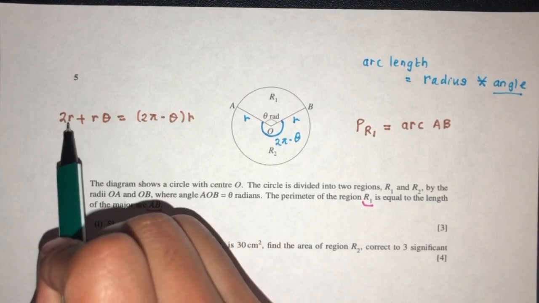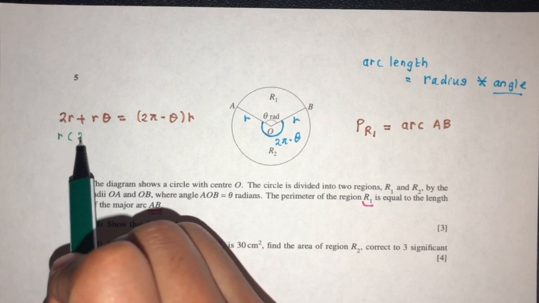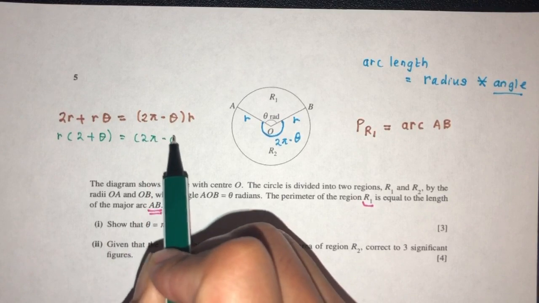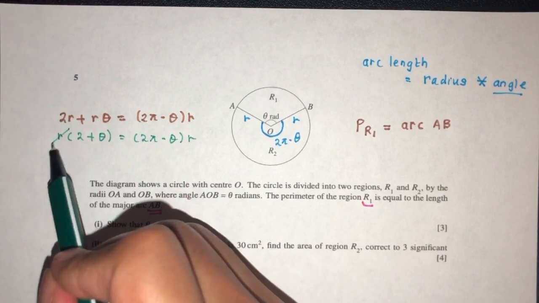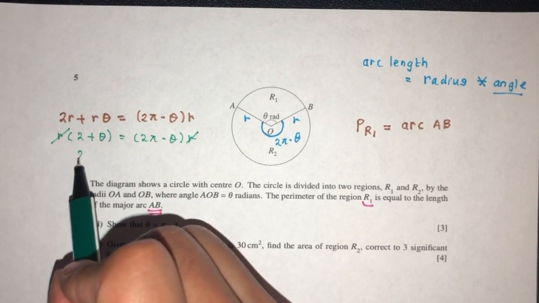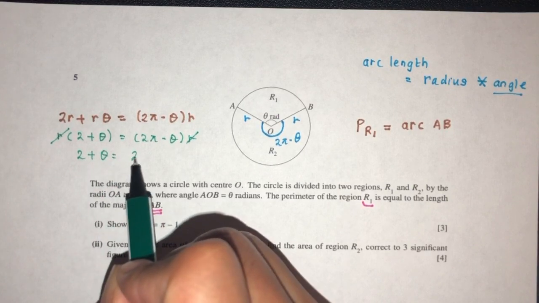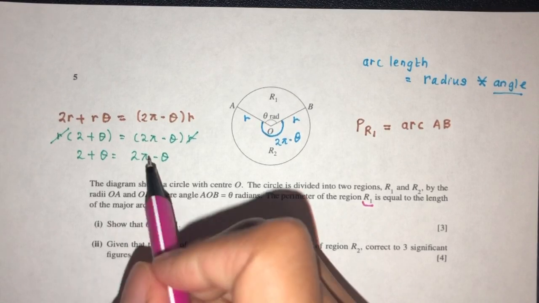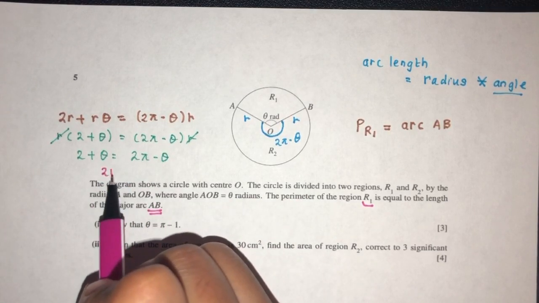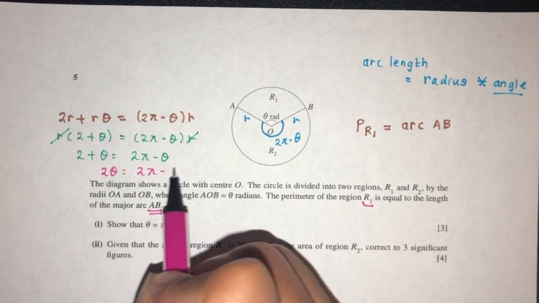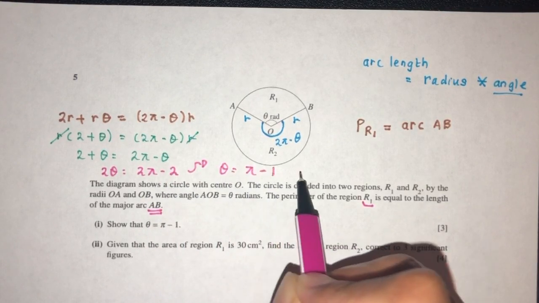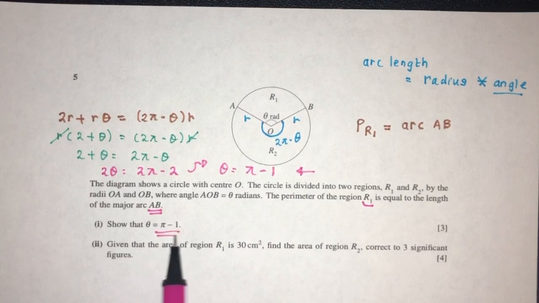Now we can simplify, we can factorize. This will be R outside, 2 plus theta, that will be 2 pi minus theta, that should be R. Now R will cancel out, obviously you will have 2 plus theta is equal to 2 pi minus theta. Now we can simplify, send this over here, you will have 2 theta should be 2 pi minus 2. From here, theta should be pi minus 1, and this is shown as required for part 1 of the question.